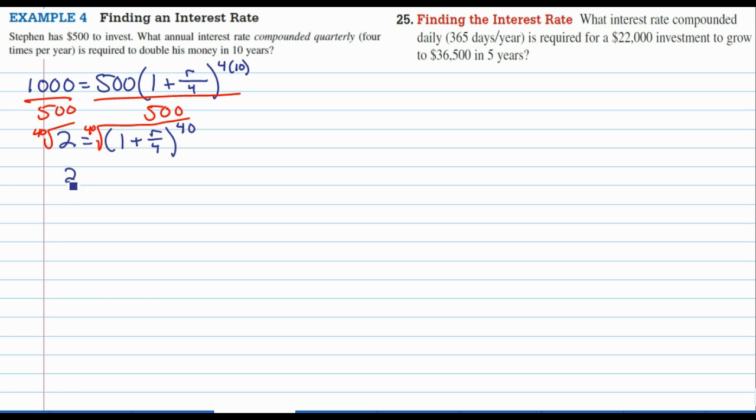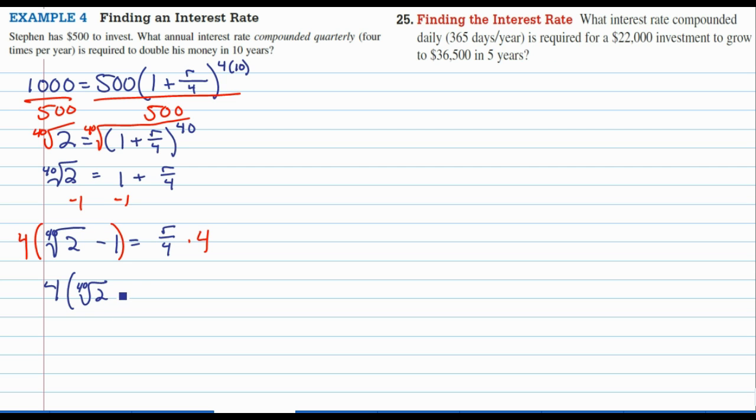So now I'm going to have the 40th root of 2 equals 1 plus R over 4. I'm going to subtract 1 from both sides: the 40th root of 2, minus 1, equals R over 4. Then I'm going to multiply both sides entirely by 4. Now I can use my calculator to find out what 4 times the 40th root of 2 minus 1 actually is. So I get that R is about 7.99%.